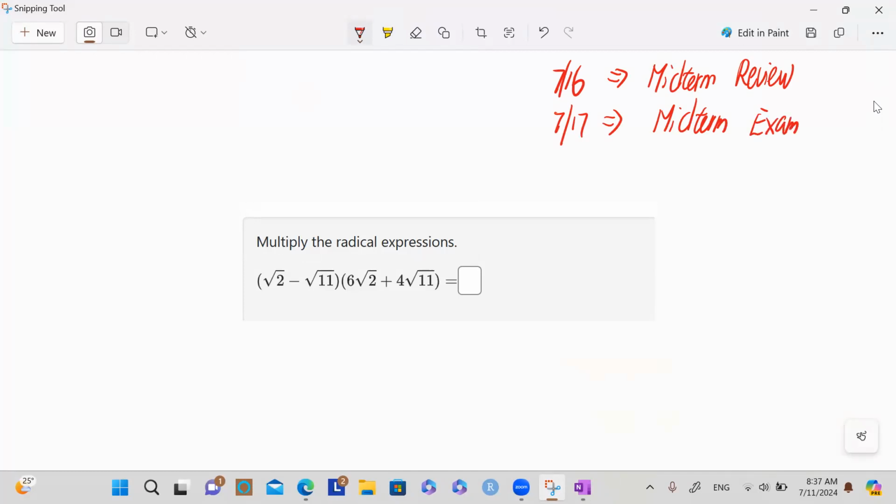All right, so let's get started. Let's go over the solution on this question here. So first of all, you distribute it, right? FOIL this. Start with radical 2 times 6 radical 2. So radical 2 times radical 2 becomes 2. 6 times 2, which is 12. And radical 2 times positive 4, so positive 4. Radical 11 times radical 2, that's radical 22.